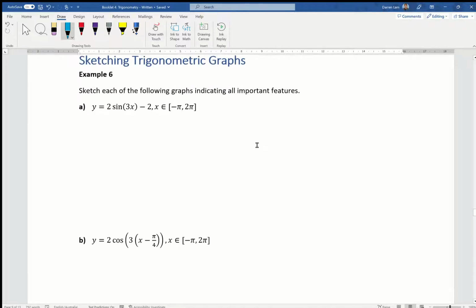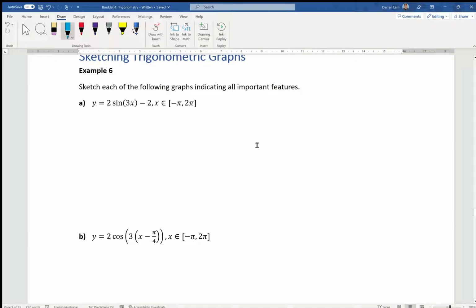We're going to be spending quite a lot of time on this one, so I do apologize in advance. I am going to be talking quite a bit. Did we do sketching trigonometric graphs last year with transformations? Okay. All right.